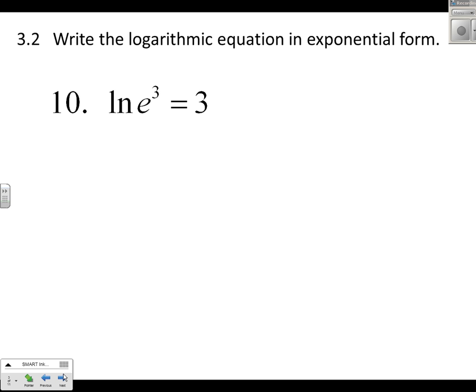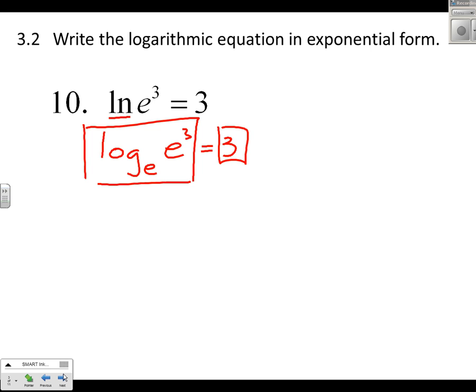Likewise, write the logarithmic equation in exponential form. Well, ln is log base e. You could think of it this way: log base e of e to the third equals 3. So we would read this as log base e of e to the third equals 3, but we want to think of it as this whole thing, which is 3. So 3 is the exponent that would turn e into the argument.